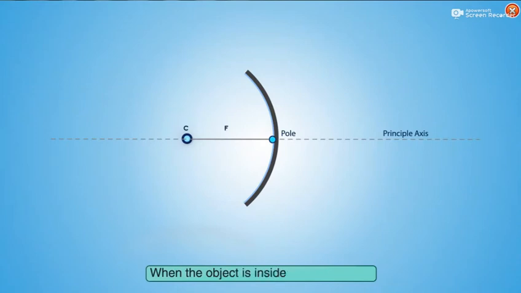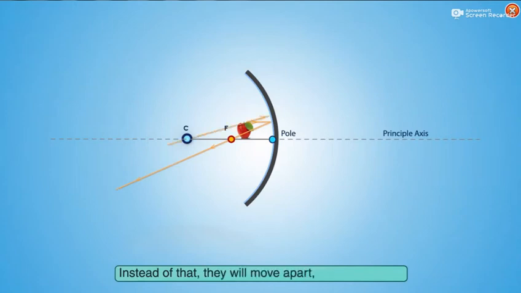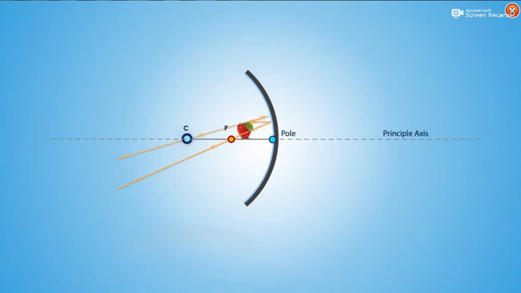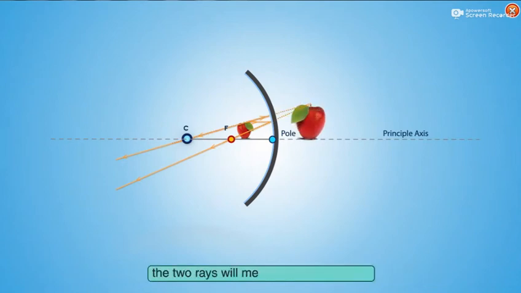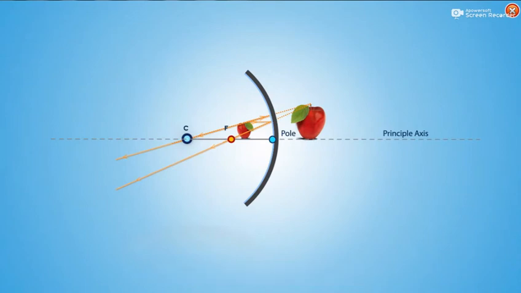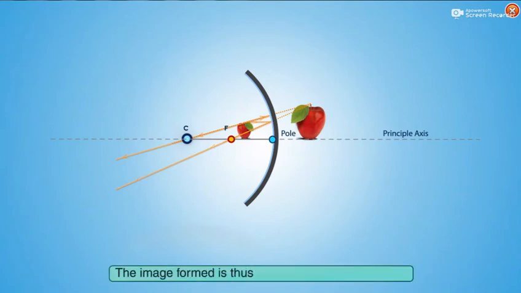When the object is inside the focal point, the two rays will not meet. Instead of that, they will move apart, that is, diverge. In this case, if the reflected rays are extended or drawn backwards, the two rays will meet behind the mirror. The image formed is thus virtual, erect, and magnified.